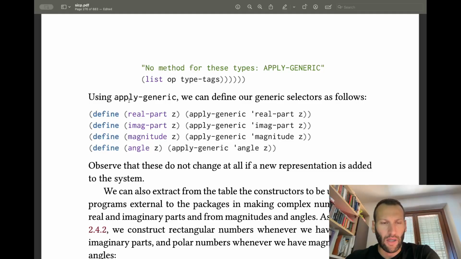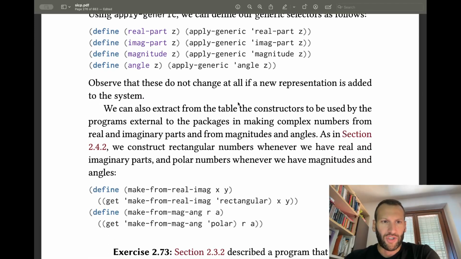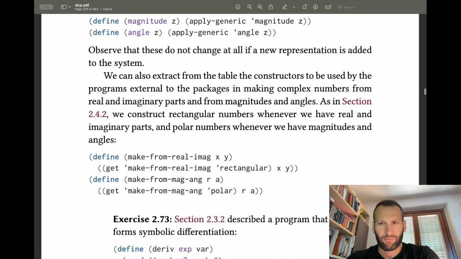Because now, using apply generic, we can define our generic selectors as follows. Observe that these do not change at all if a new representation is added to the system. And we can also extract from the table the constructors to be used by the programs external to the packages in making complex numbers from real and imaginary parts and from magnitudes and angles.